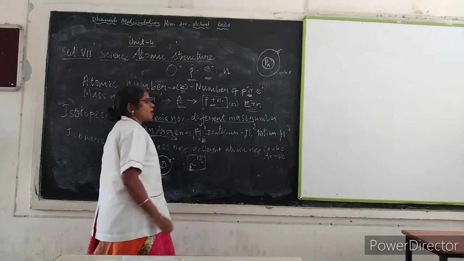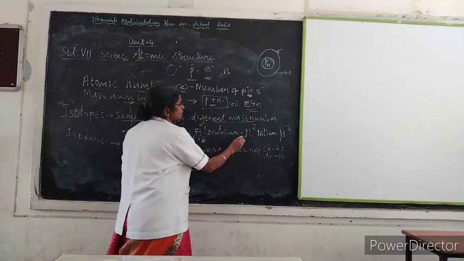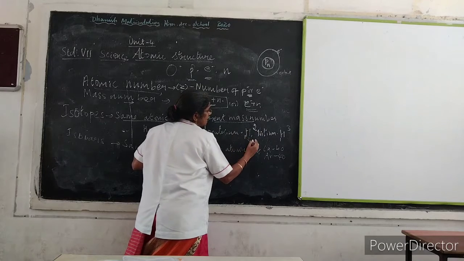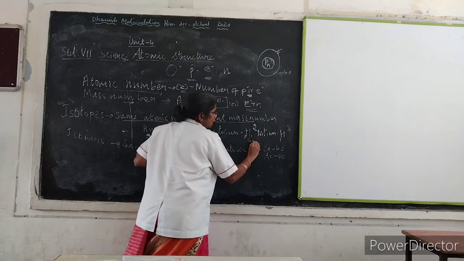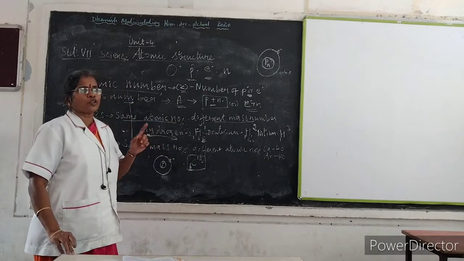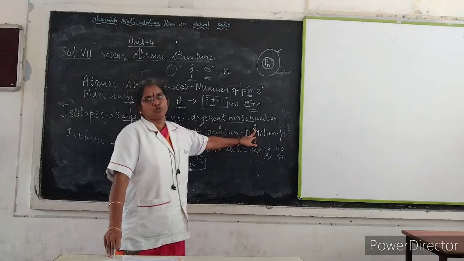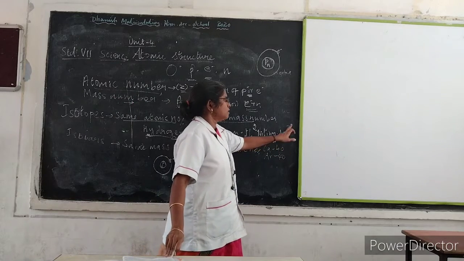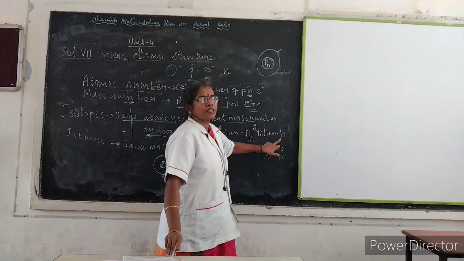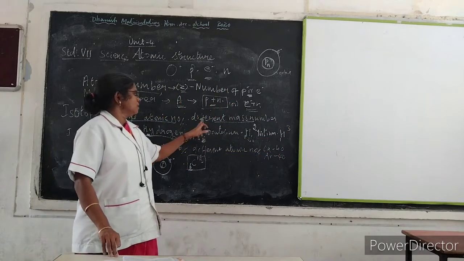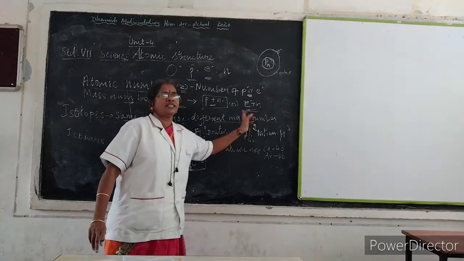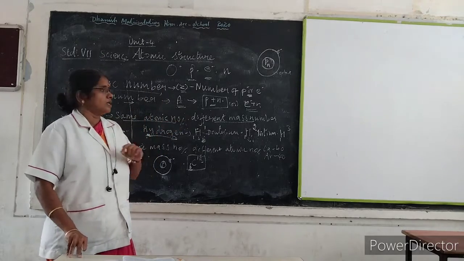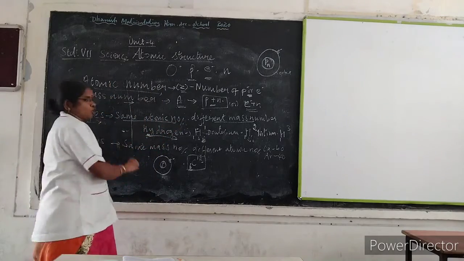Deuterium, an isotope of hydrogen, has atomic number 1 and mass number 2. That means deuterium has one neutron. One proton plus one neutron means mass number 2. Then the third one is tritium, which has mass number 3 and atomic number 1. So hydrogen, deuterium and tritium all have the same atomic number but different mass number, so we call these isotopes.